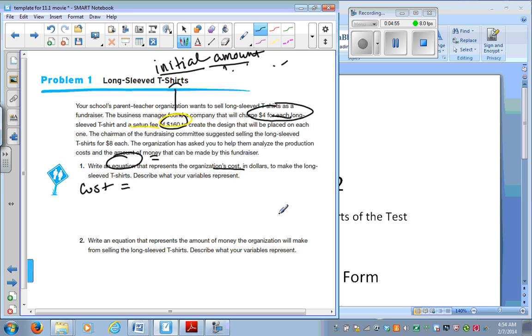So if I were going to create an equation to represent how much it costs to buy those t-shirts, I could say my cost is equal to my initial amount of $160, so it's $160 no matter what, plus I'm going to be charged $4 times the number of t-shirts that I buy. So my total cost is going to be equal to $160, no matter how many t-shirts I buy, plus $4 times however many t-shirts I buy.